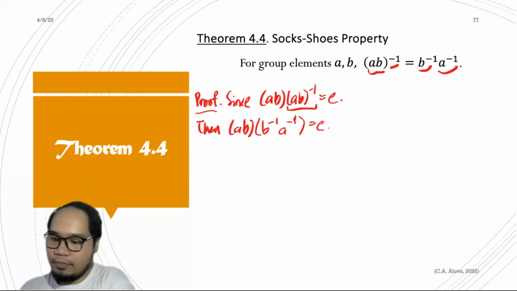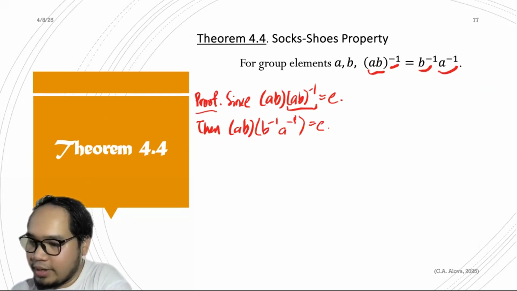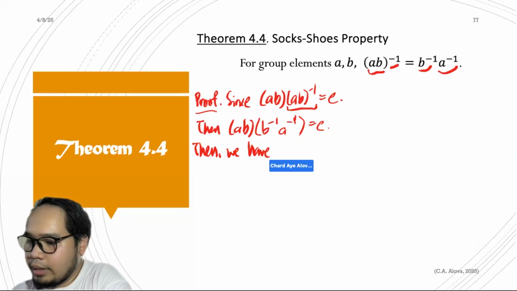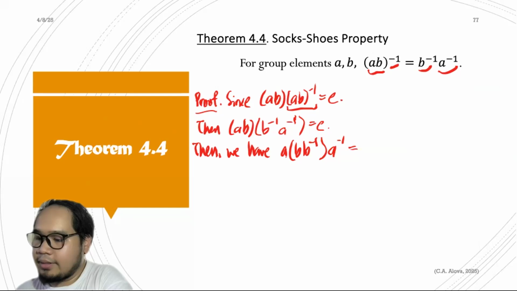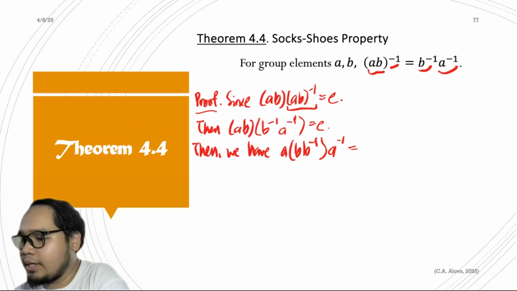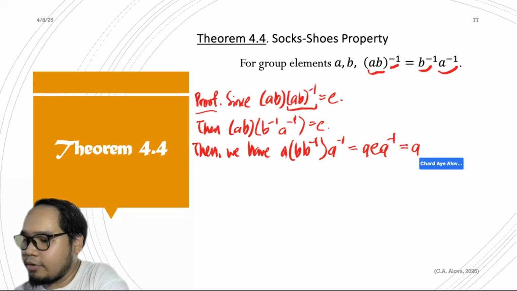Using the associative property and regrouping, what we have is a, b, b inverse, a inverse. I regrouped the b and b inverse into one. b times b inverse is equal to e, so we can cancel the e by the cancellation property, and what we have is a times a inverse. If you want, I can write the e so that it goes little by little. This is equal to a times a inverse, and a times a inverse is equal to e.